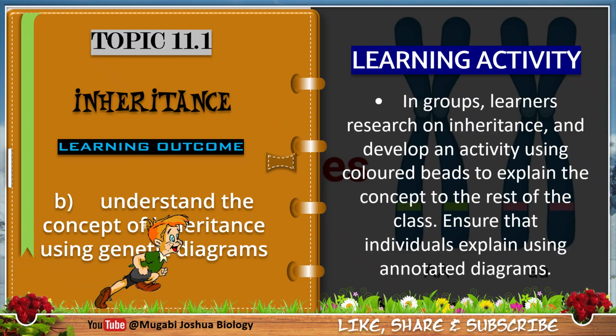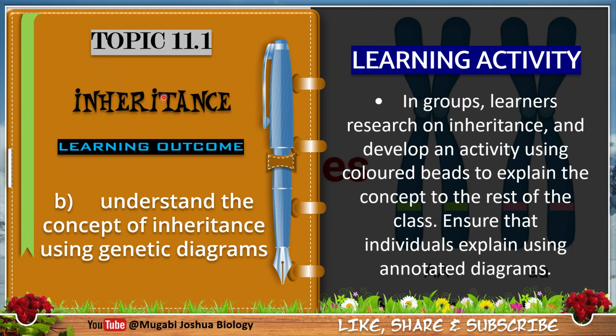Thank you very much for participating in topic 11.1, which is inheritance. We have been looking at learning outcome B: understand the concept of inheritance using genetic diagrams. In groups, learners research on inheritance and develop an activity using colored beads to explain the concept to the rest of the class. Ensure that individuals explain using annotated diagrams.